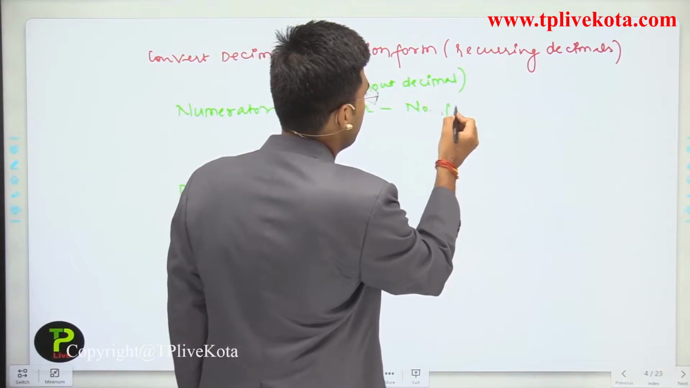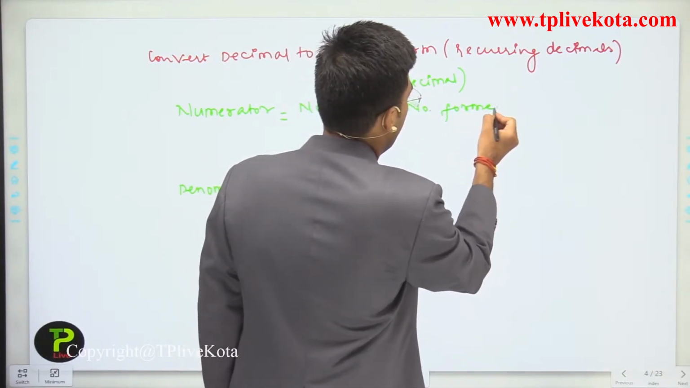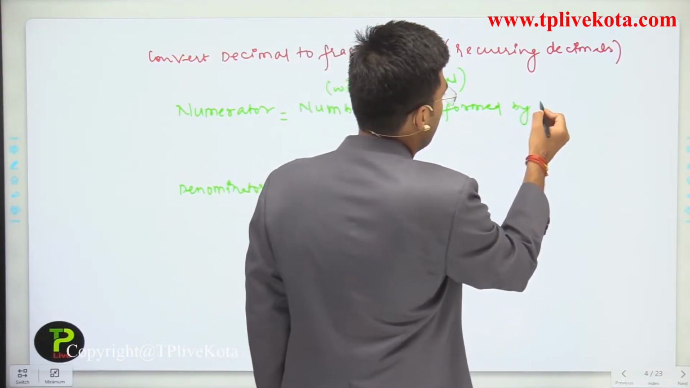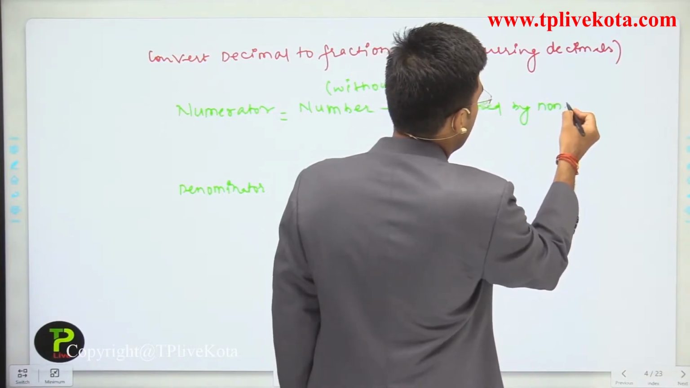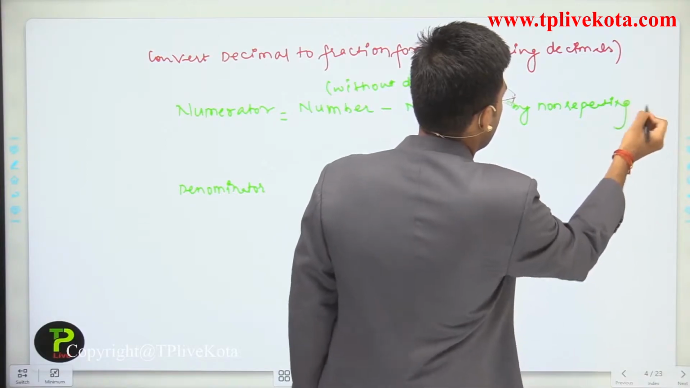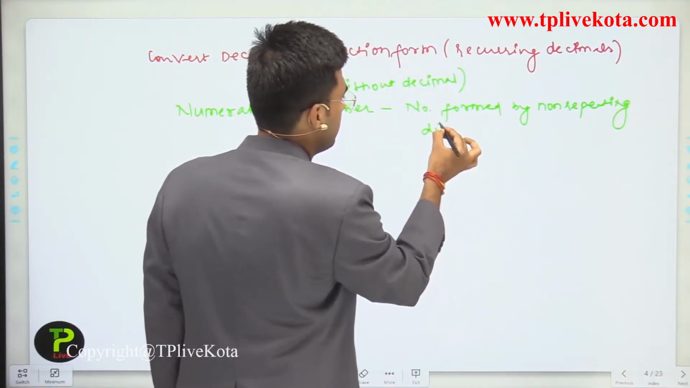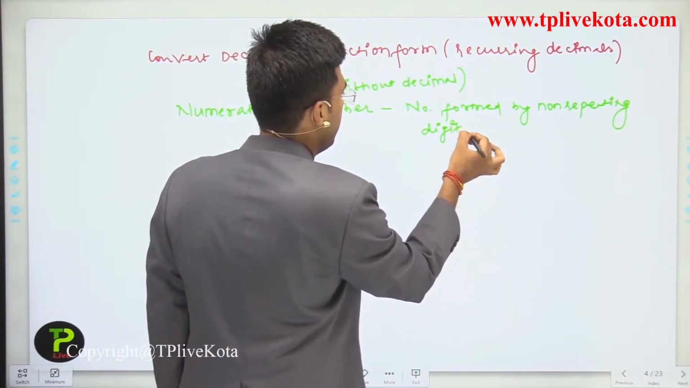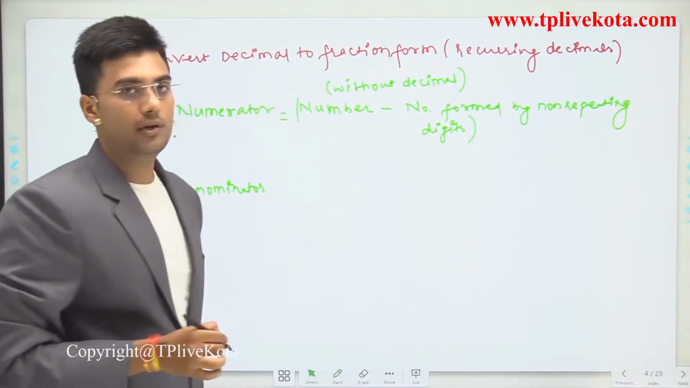the number formed by non-repeating digits. Okay, and the resultant is our numerator.